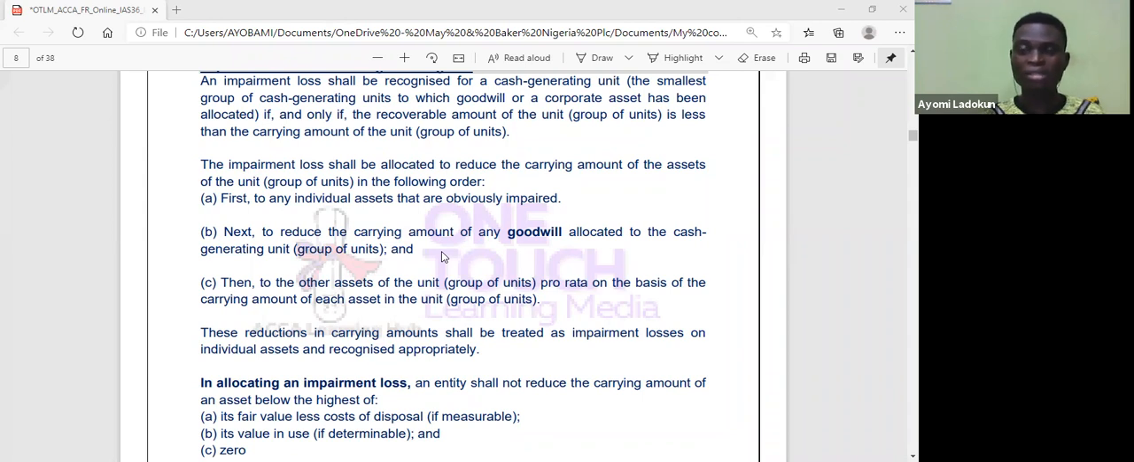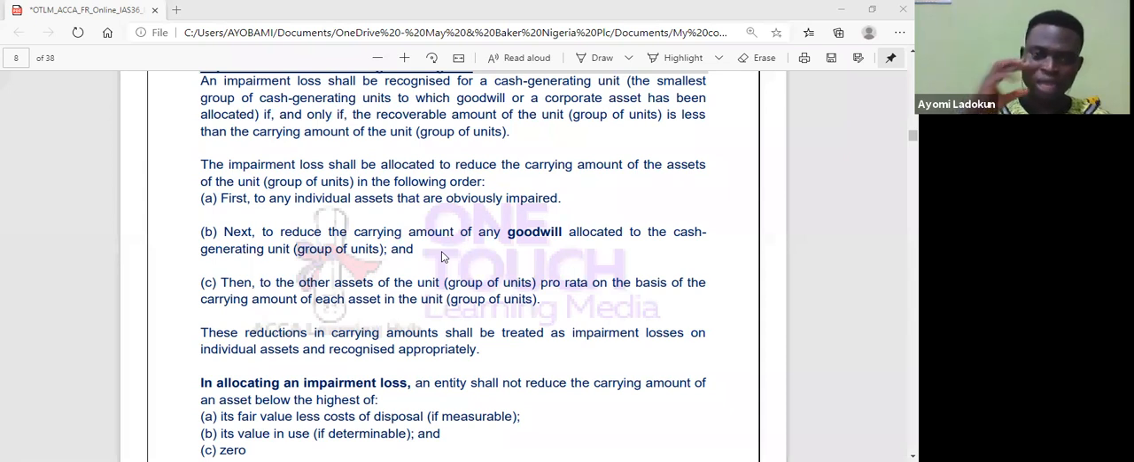Then after that, you go to the next procedure: reduce goodwill to 0. No matter the carrying amount of goodwill, reduce it to 0. But you have to be sure that the impairment loss you have left after step 1 is sufficient to reduce goodwill to 0. Once it's sufficient, then you are good to go.